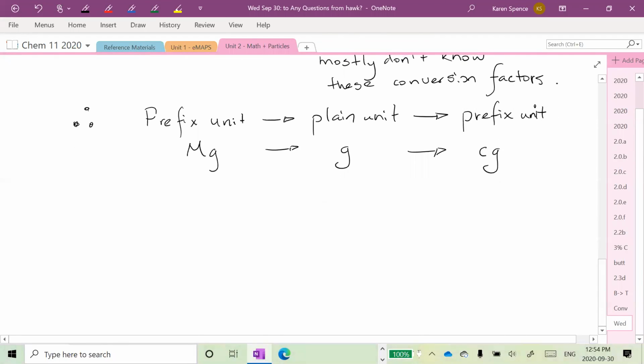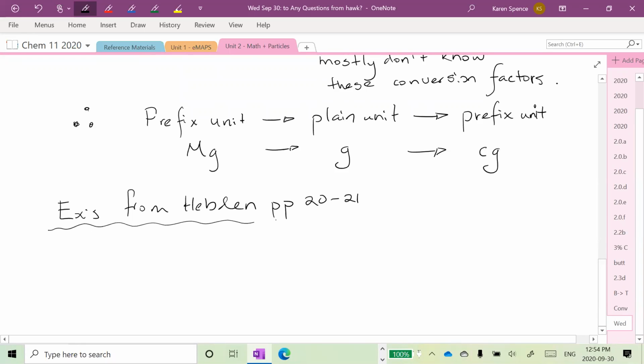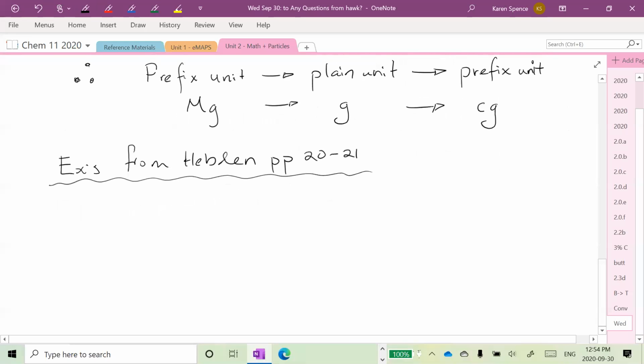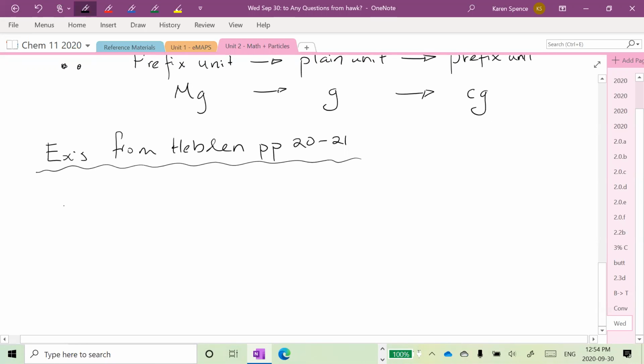These examples are from Hebden, pages 20 to 21. So if you're thinking, I don't want to write it down, I just want to focus on it, you can always look these examples up later. So example number 1: express 8 kilograms in milligrams.